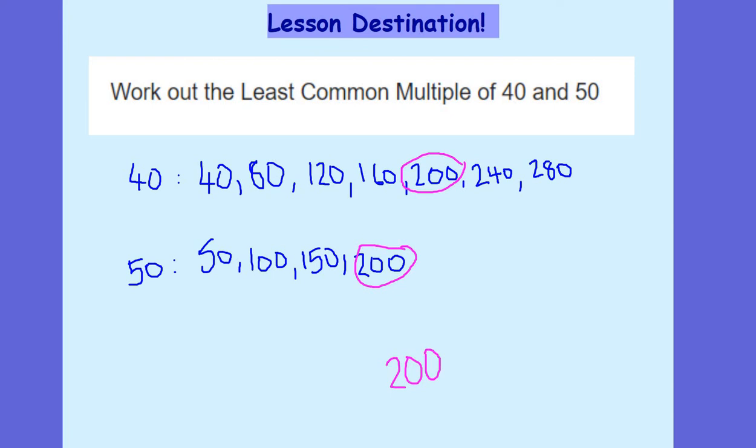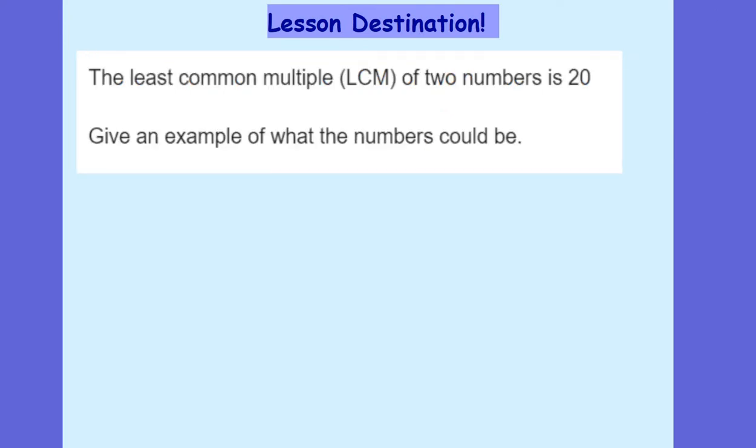And finally, this one was a little bit trickier, but I thought I'd challenge you all. Can you find the lowest common multiple, or LCM, of two numbers is 20? What could those numbers be? I'd just do it by trial and error. How about if I had, I know it's got to be a multiple, it's got to be in both of the times tables. 20 is in both the 4 and the 5 times tables. Let's see if it's the lowest common multiple.